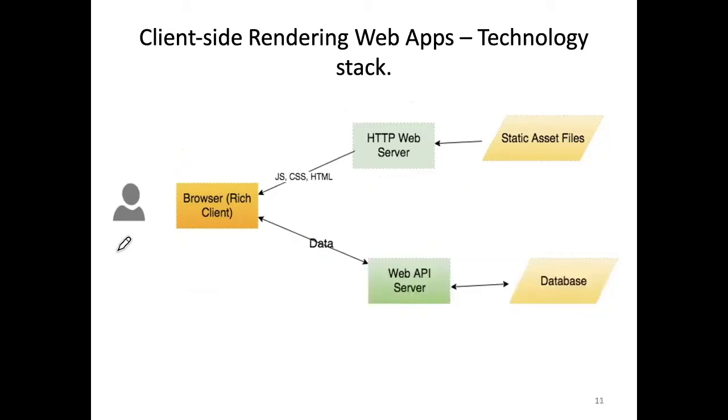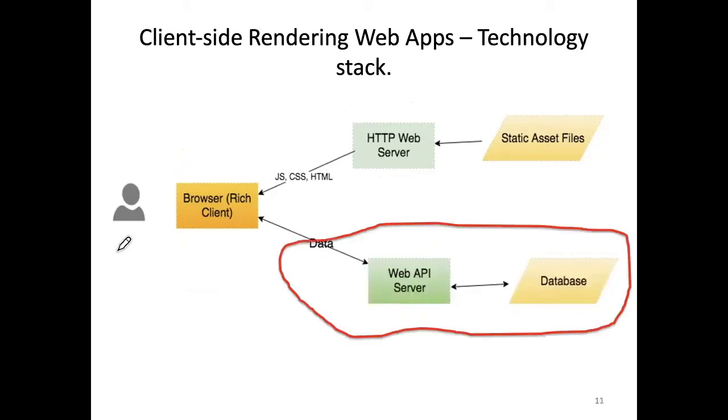Then for the web API side, we will be using a technology stack comprised of Node, which you may have heard of. Node is a platform for executing JavaScript code outside of the browser, or as we say, on the server. And we'll also use a library called Express for developing our web API.